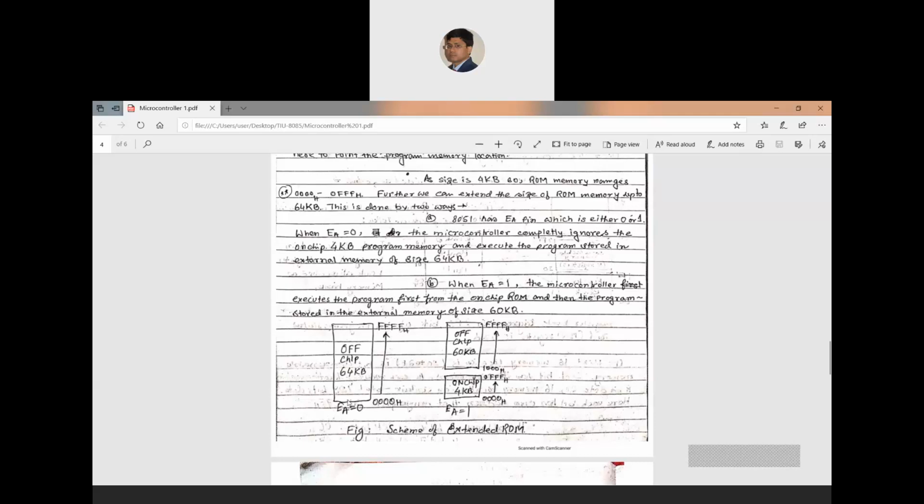But here you can see the signal EA is an internal signal. This is also a pin of the 8051 microcontroller. The pin value here is 0. When that pin value is exactly 0, only then can we connect this external ROM with the microcontroller. So if I connect external ROM with the microcontroller and make the EA value 1, then what will happen?